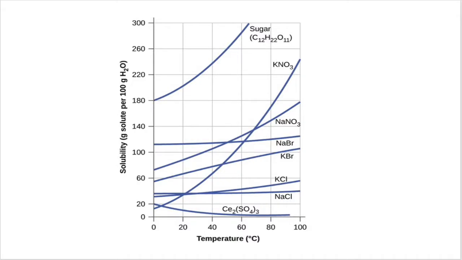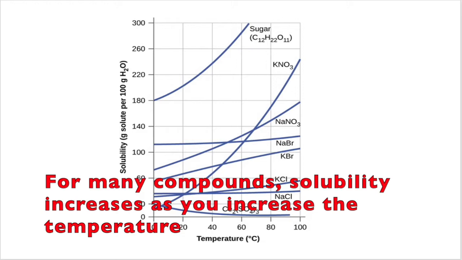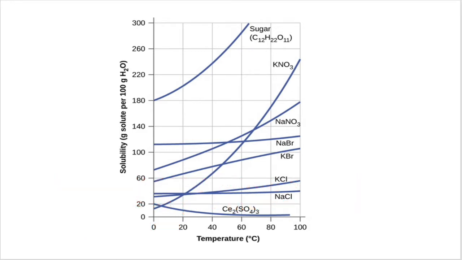In this graph, we can see that the solubility for many compounds increases as you increase the temperature. Now, this does not happen in all cases. If you look at that line at the bottom, you can see the solubility for cerium-3 sulfate actually decreases as you increase the temperature. We can take advantage of this to make supersaturated solutions.